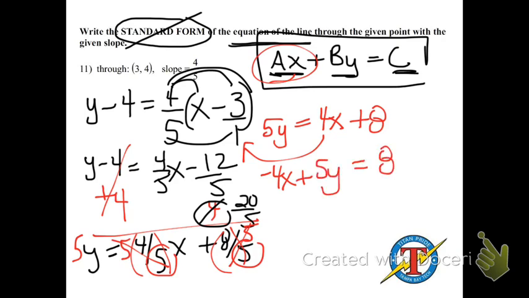Now weirdly enough, sometimes that's the answer. Some people will still call this standard form because it is xy constant, but a lot of books say that the first term has to be a positive. So if you don't see this answer, then just change all the signs or multiply by negative 1, and the final possible answer would be this, 4x minus 5y equals negative 8. Okay, that is standard form.